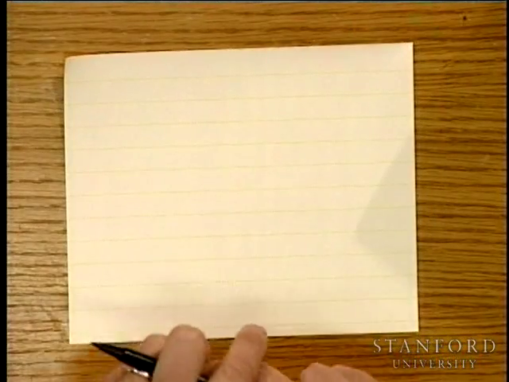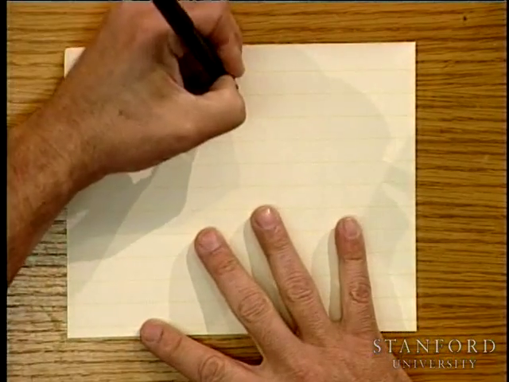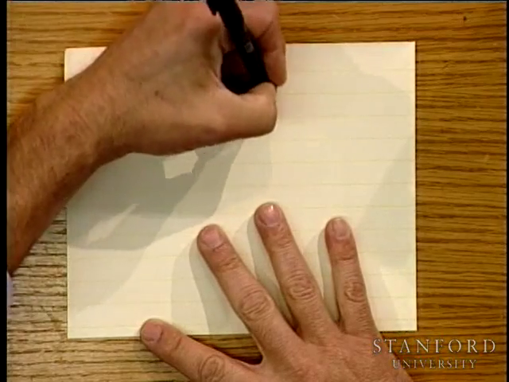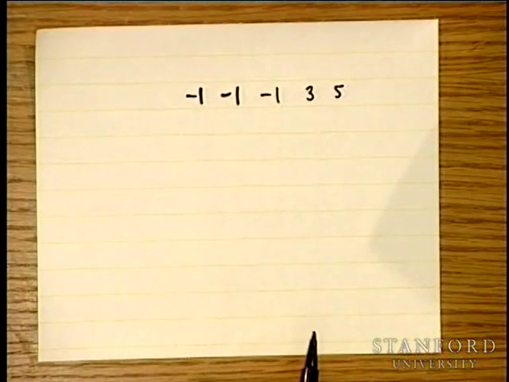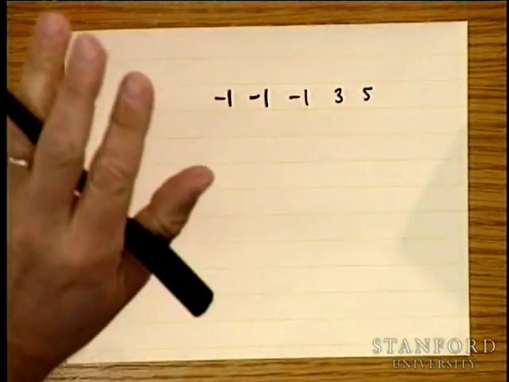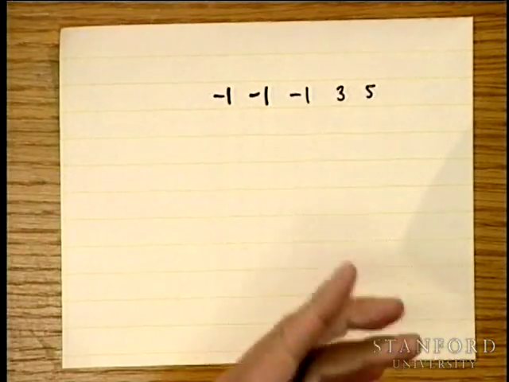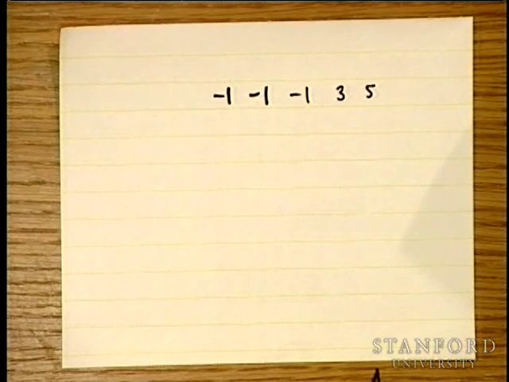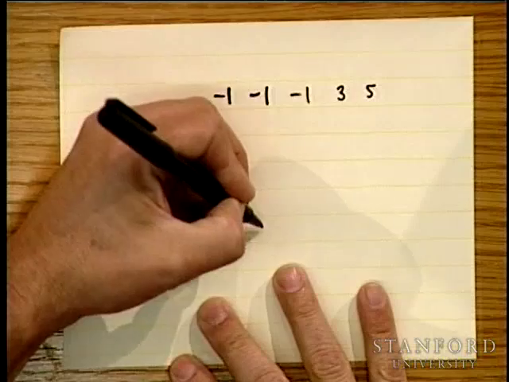Suppose a 5 by 5 matrix has eigenvalues minus 1, with multiplicity 3, then 3, and 5. Let's enumerate all possible Jordan forms for that matrix. What are the possible Jordan forms? What's the simplest one? The trivial one, which is just diagonal: minus 1, minus 1, minus 1, 3, 5.